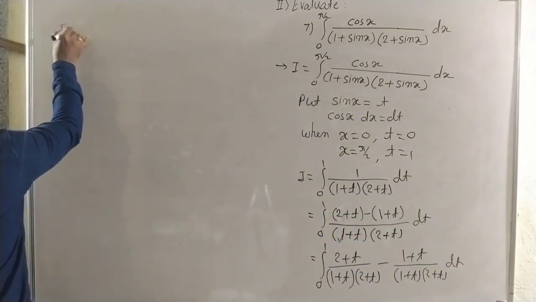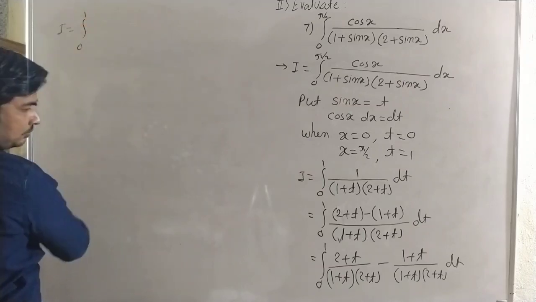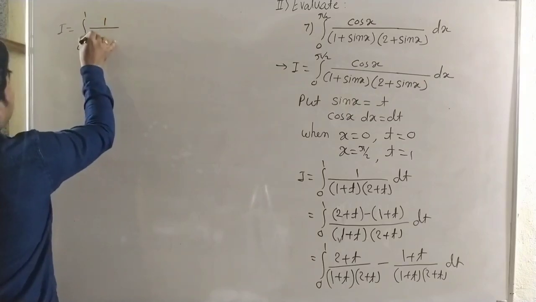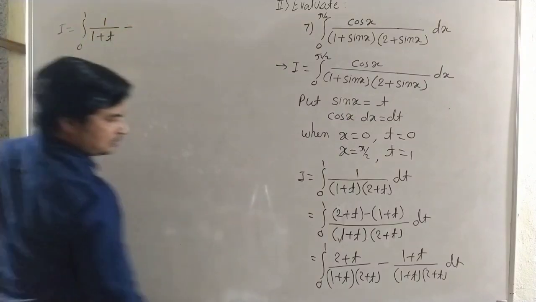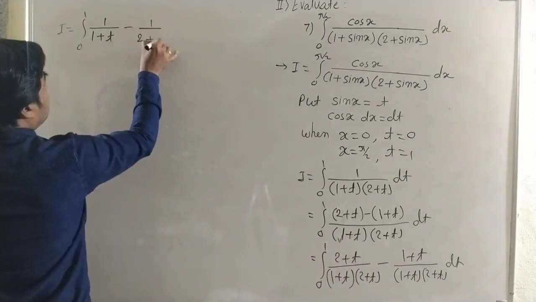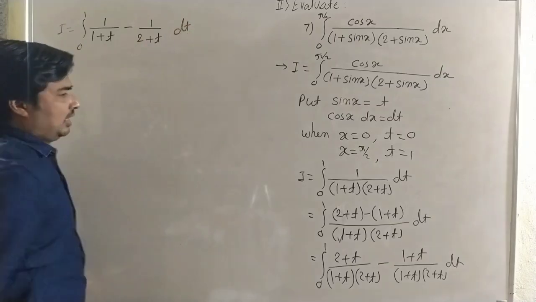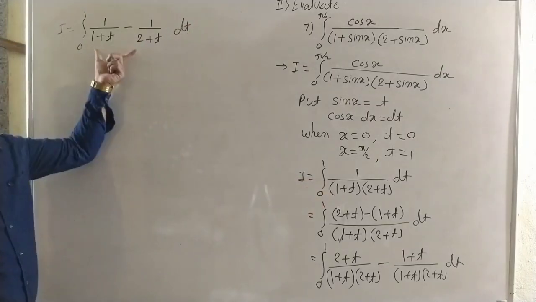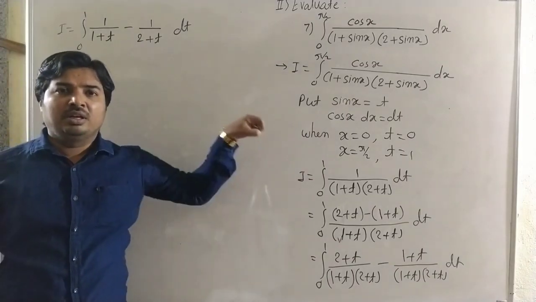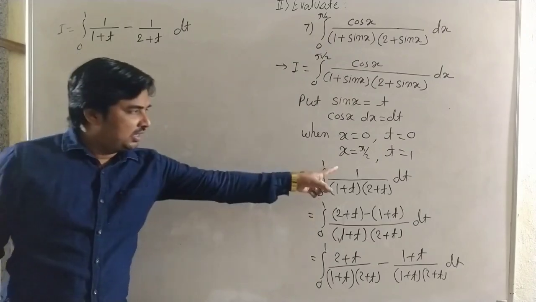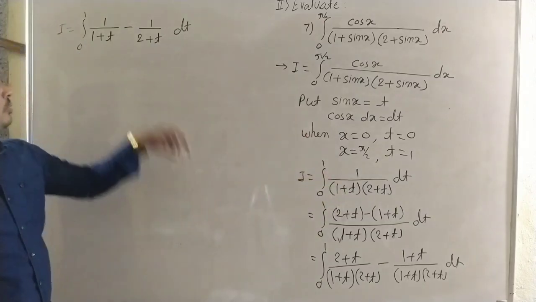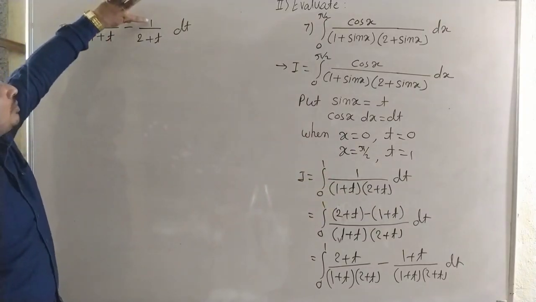Now integral is equal to integral 0 to 1. Here 2 plus t gets cancelled, we get 1 upon 1 plus t minus, here 1 plus t gets cancelled, we get 1 upon 2 plus t dt. Okay, here. Now this rational function in the form of the partial form. When we use the partial fraction method, denominator contains two non-repeated linear factors, a upon 1 plus t plus b upon 2 plus t. Then the value of a is equal to 1 and value of b is minus 1.